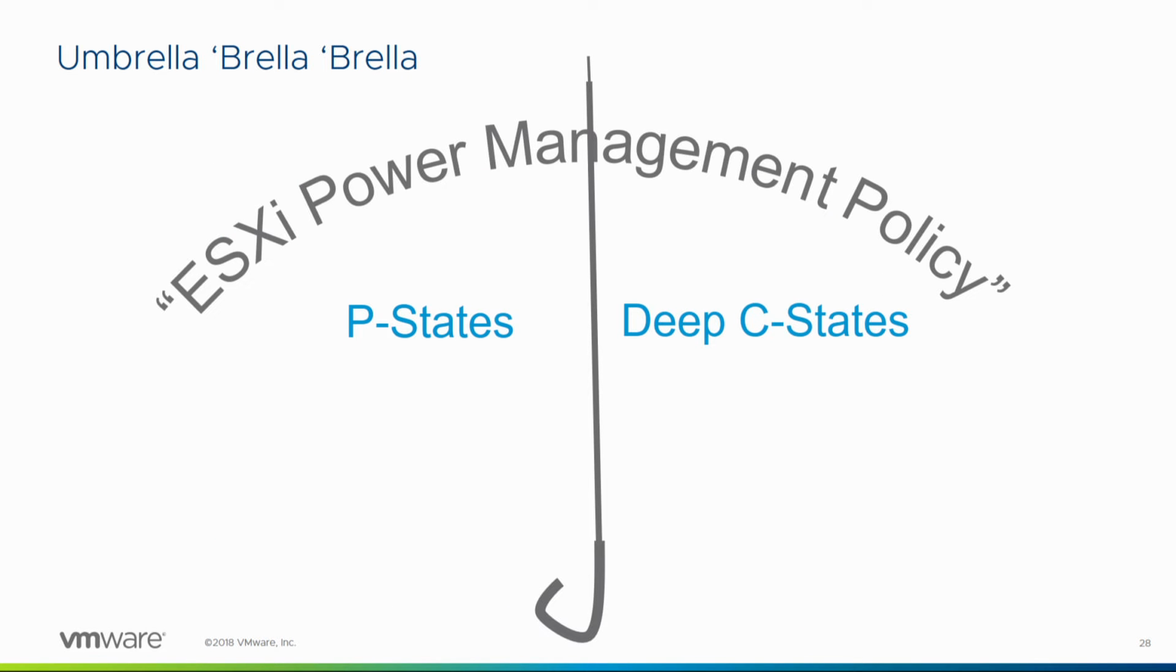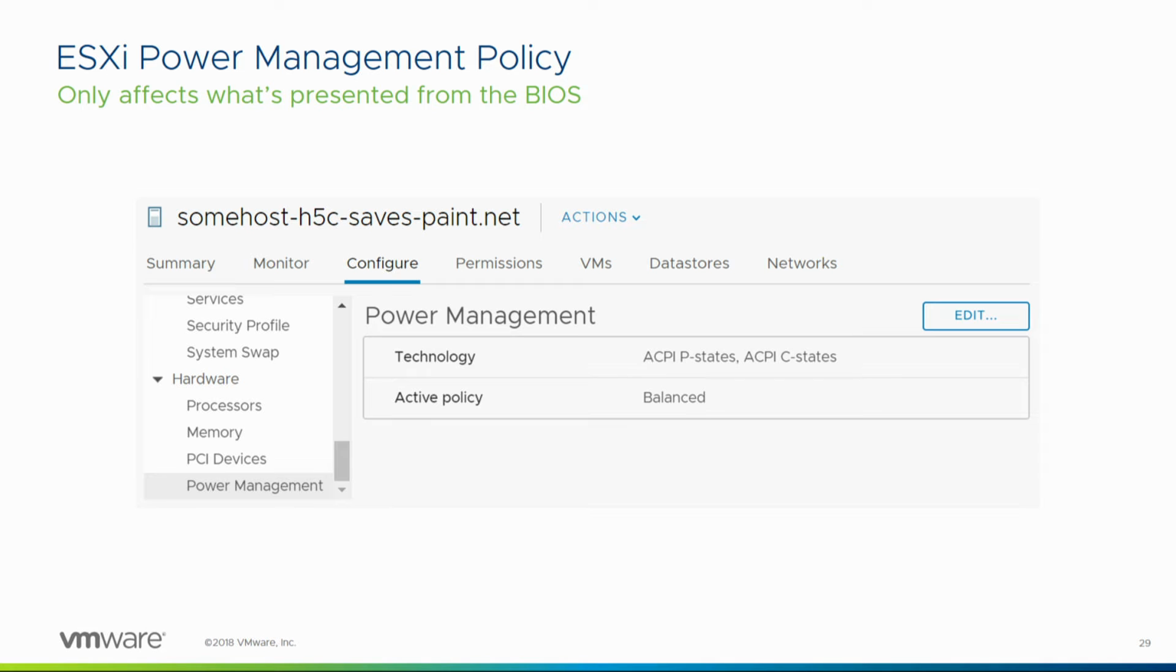Again, the P states and the deep C states are the only thing that ESXi sees, right? And well, a little bit more, but let's just keep that on the outside. We see P states and C states, and if you look in the HTML5 client into the power management technology, you see those two states. That means that ESXi is in control or can control P states and C states. If you don't see either, that means that it can't control it.